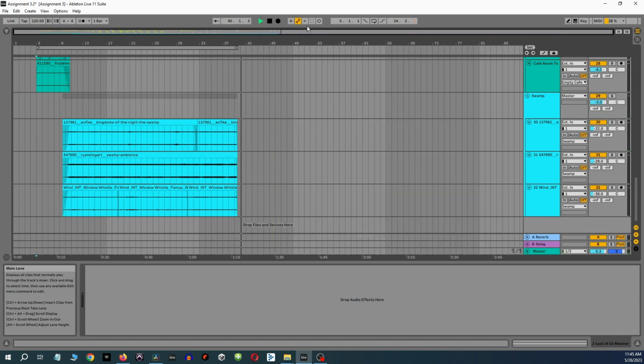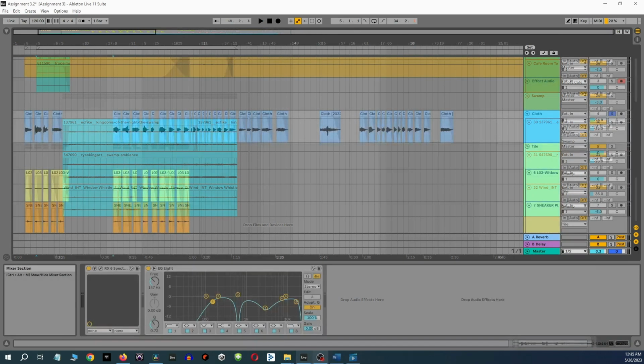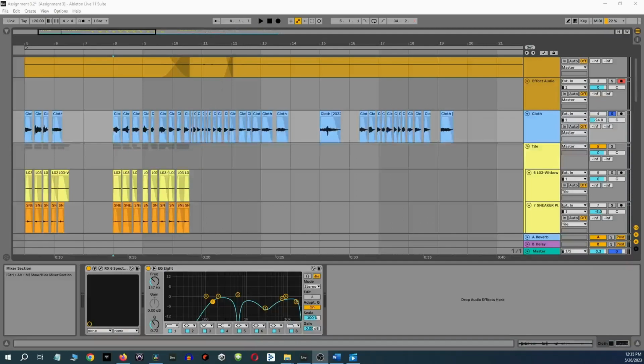So that's the full example. One of the most interesting things about environmental sound effects is that they can be very low fidelity. Take, for instance, this sound I made by rubbing a piece of fabric together.